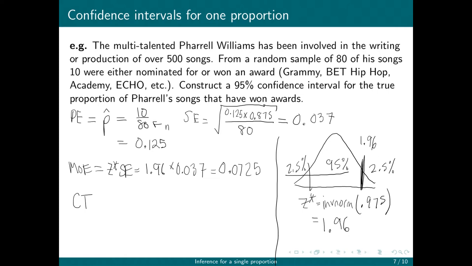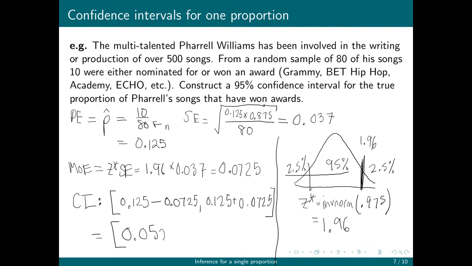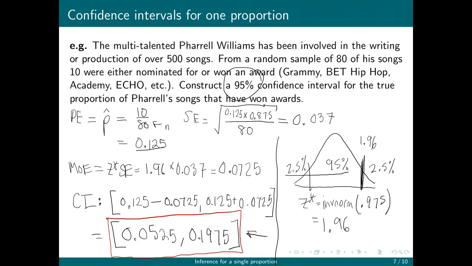So the confidence interval is 0.125 minus 0.0725 up to 0.125 plus 0.0725. So those numbers are 0.0525 and 0.1975. This is our confidence interval. And so what that tells us is that there is a 95% chance that our true parameter is between these two numbers. Our sample parameter was 12.5%, but that doesn't mean the true parameter is 12.5%. So our true parameter has a 95% chance of being in this interval.